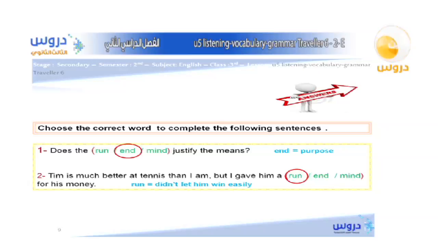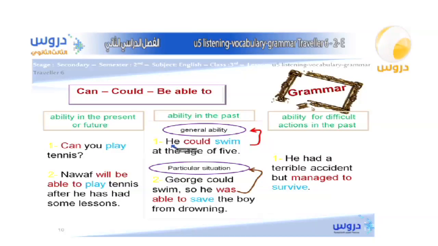Up to now, two exercises without any mistake. Now let's move to modal verbs and how to use them. Can, could, be able to. Before we go deeply, do you have any idea about can, could, may, might, shall, should? Do you know how to use them?